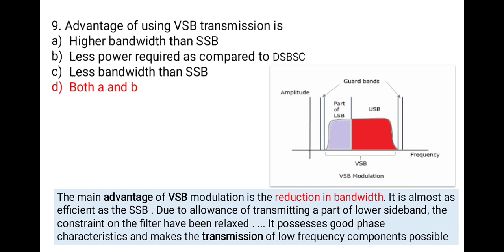The main advantage of VSB modulation is the reduction in bandwidth. It is almost as efficient as the SSB due to allowance of transmitting a part of the lower sideband. The constraint on the filter has been relaxed. It possesses good phase characteristics and makes the transmission of lower frequency components possible. So the correct option is D.